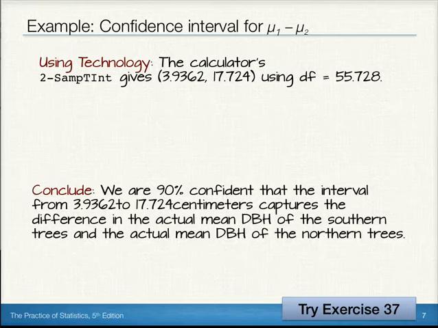For some additional practice in constructing and interpreting a confidence interval for the difference of population means, try exercise 37.